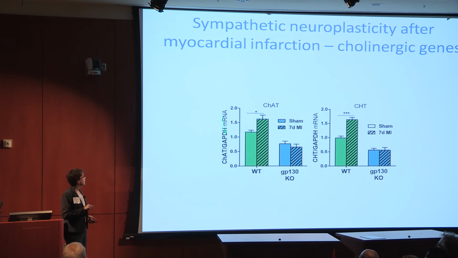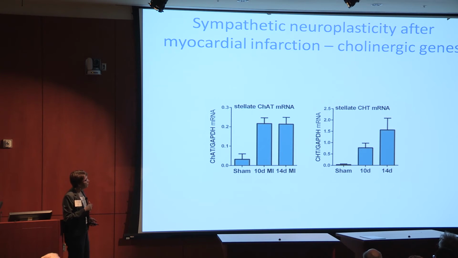But in the wild-type animals, here we're looking at mRNA in the stellate ganglion 7 days after ischemia reperfusion. At 3 days, nothing has changed. At 7 days, here's choline acetyltransferase, the synthetic enzyme for acetylcholine, and the high-affinity choline transporter, which is the rate-limiting step in acetylcholine synthesis. We've also looked at the vesicular acetylcholine transporter and a transcription factor that turns these genes on, and all of those are increased in the stellate after ischemia reperfusion, and not in the GP130 knockouts.